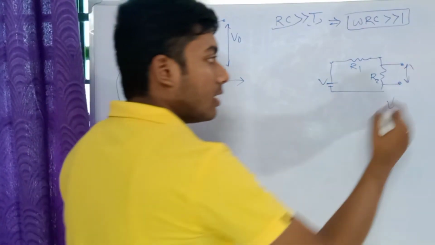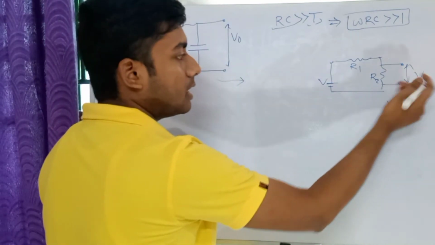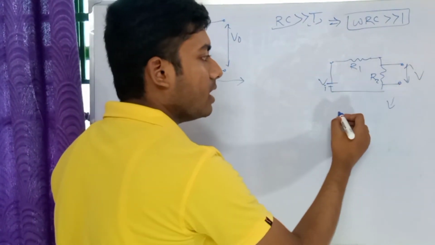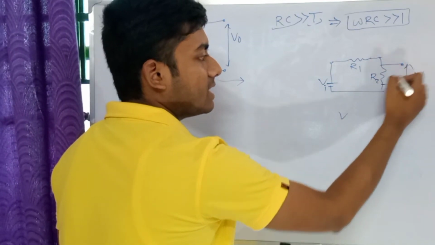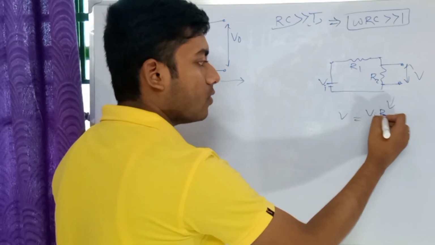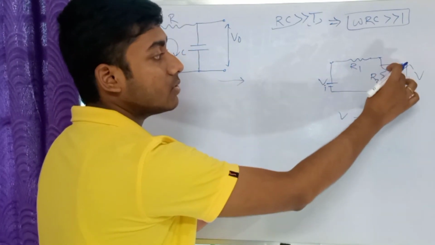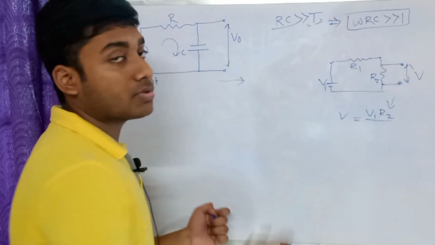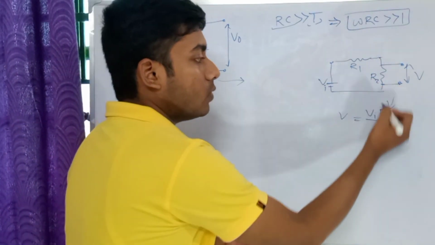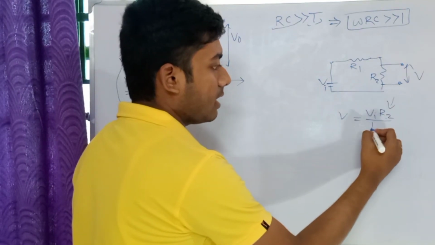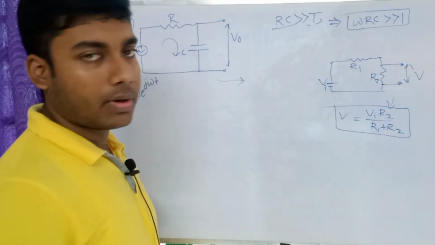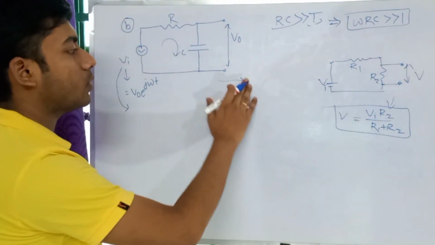Here, if we denote the input voltage with Vi, then the potential drop across R2 will be equal to Vi into R2, the resistance across which we are going to calculate, divided by R1 plus R2. So this is the rule. It can also be proven. I am just putting this here.